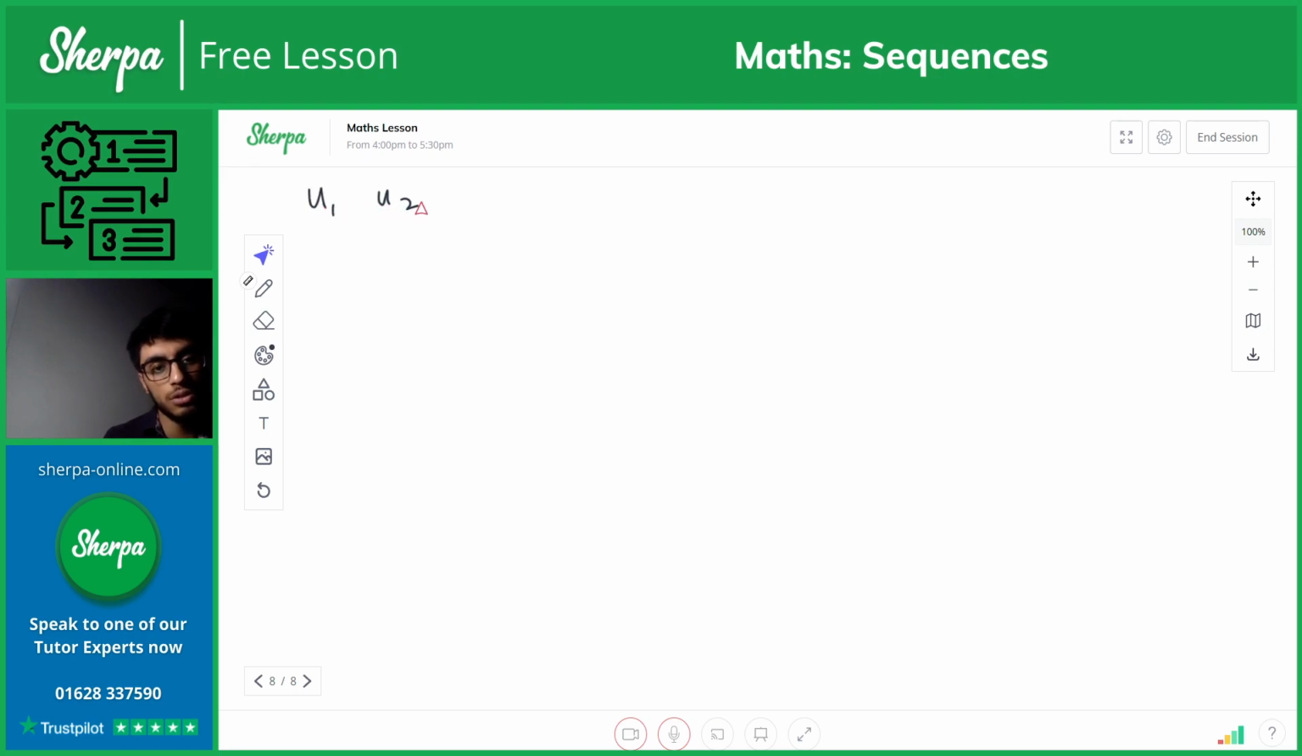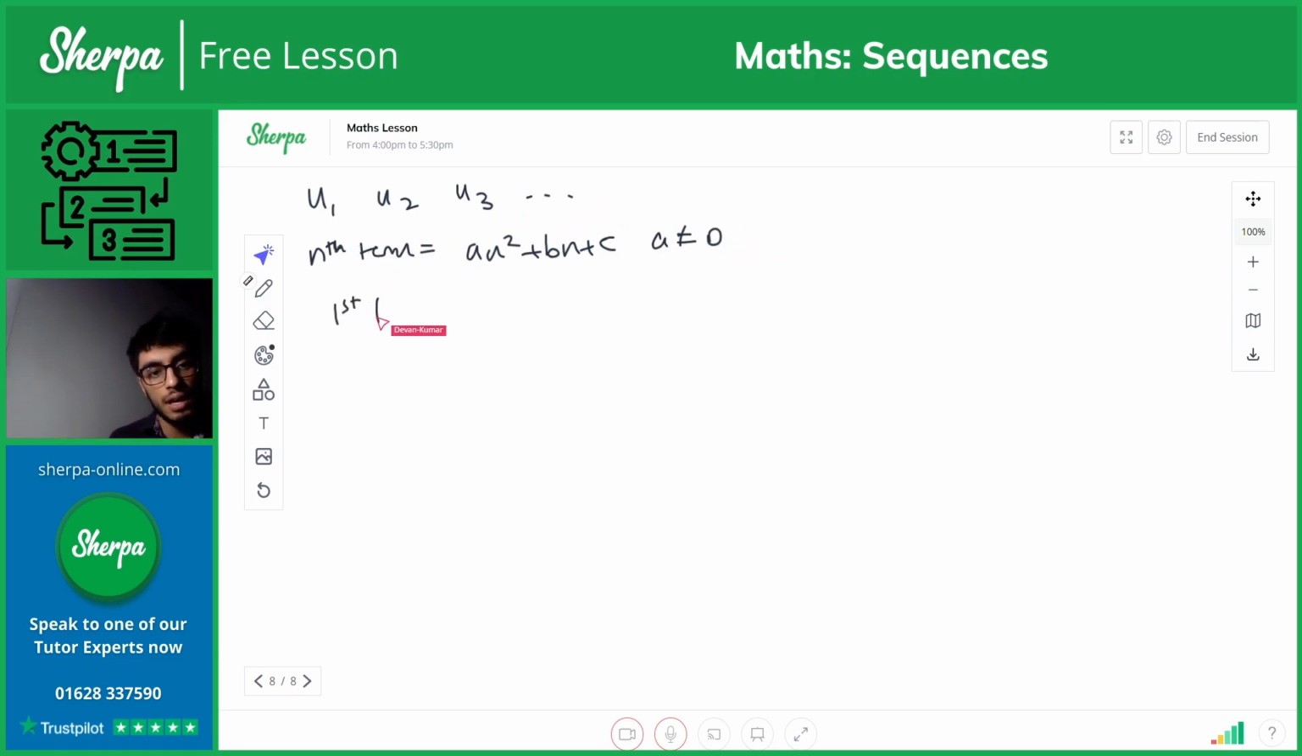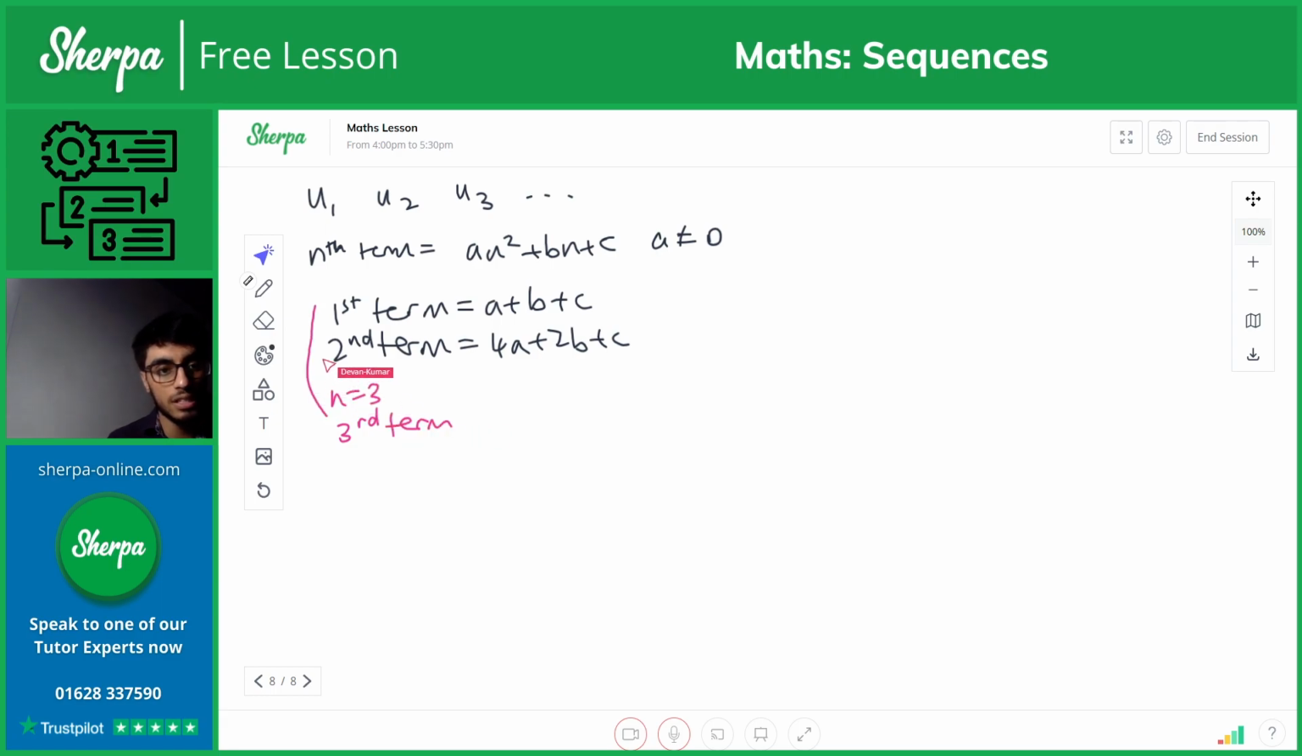I'm going to rewrite some of the stuff from the last page. We've got u1, u2, u3, dot, dot, dot. That's our sequence. We've established that a quadratic sequence is of the form nth term equals an squared plus bn plus c, where a is not equal to 0. And then we said that the first term is a plus b plus c, if you remember. And the second term is 4a plus 2b plus c. And then we're going to look at the third term for a second. So if n equals 3, then the third term, remember we're placing this into the equation up here for the nth term. We're trying to find out some equations with a, b, and c and see what we can do with them.